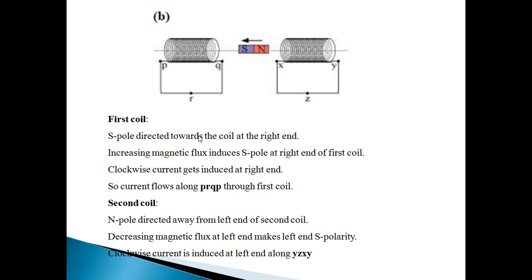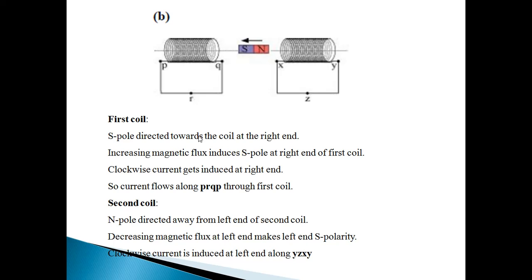Now look at the second case here. We have two coils. On the left side, the first coil, you can see the south pole directed towards the coil at the right end. So what happens to the first coil? Increasing magnetic flux induces south pole at the right end of the first coil. And therefore clockwise current gets induced at the right end. So current flow will be along PRQP through the first coil.